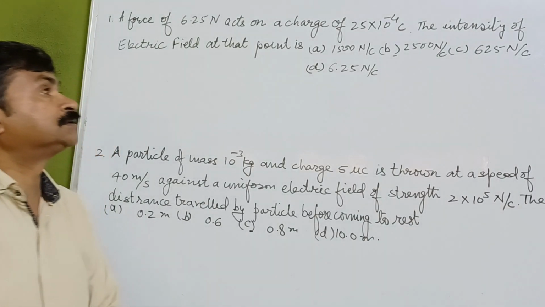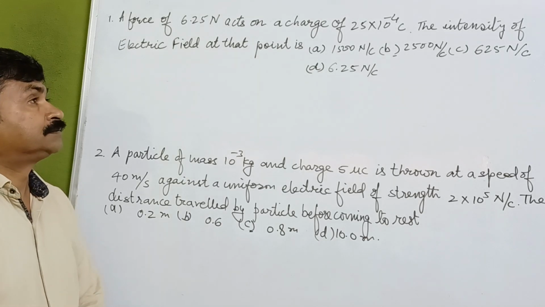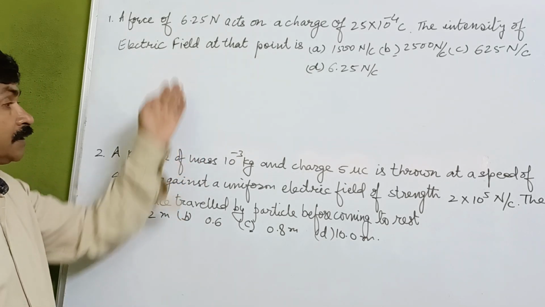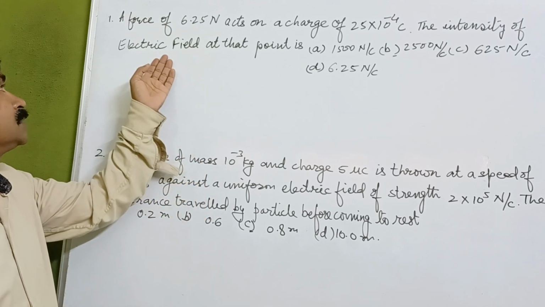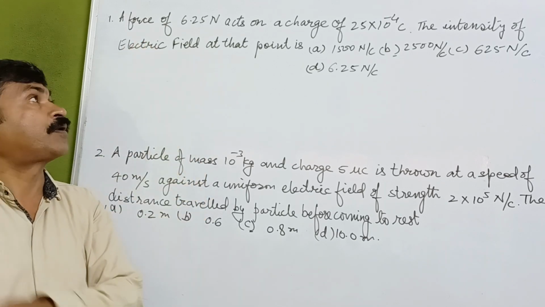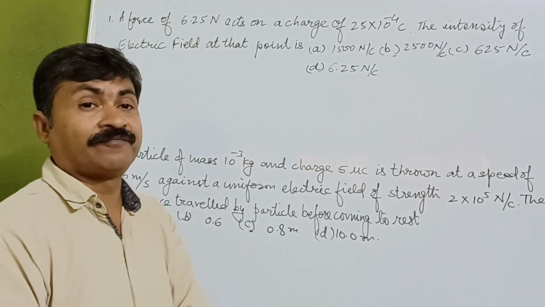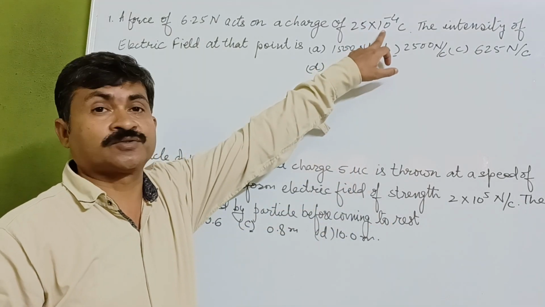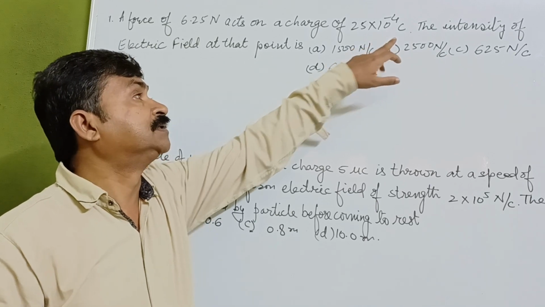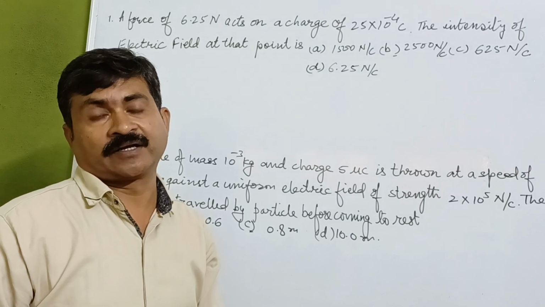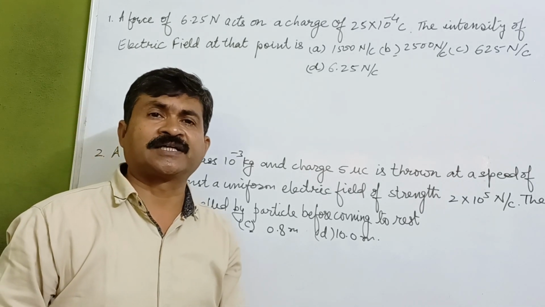Yes, students, here we have two questions. First we'll go with this one. A force of 6.25 Newton acts on a charge of 25 × 10^-4 coulomb. The intensity of the electric field at that point is what we have to calculate. Now we go through the electric field.